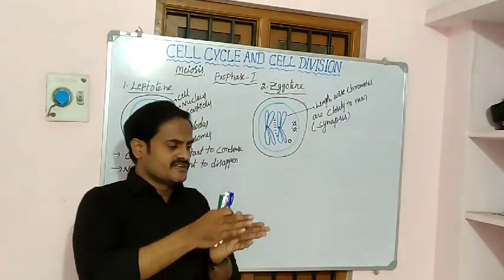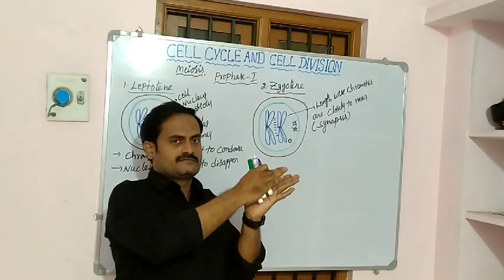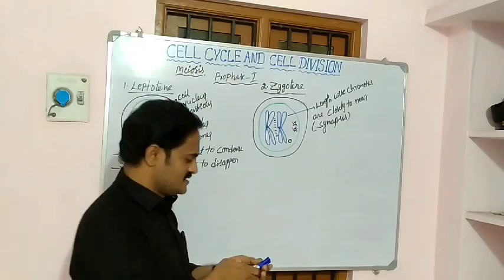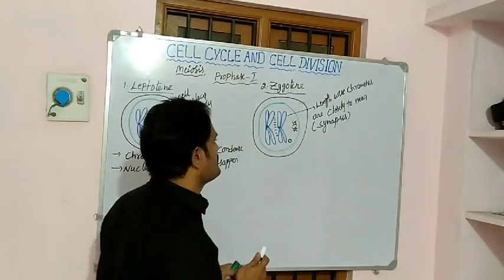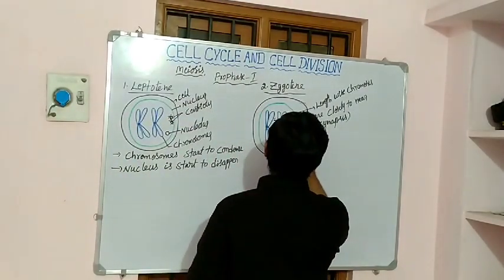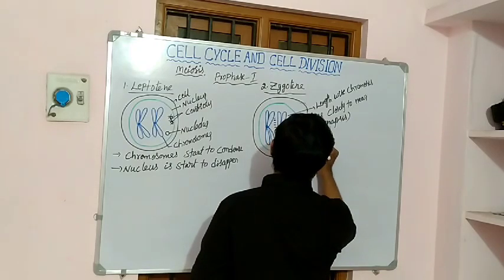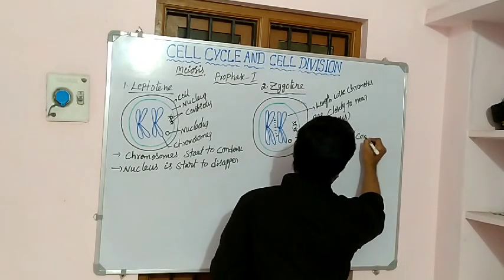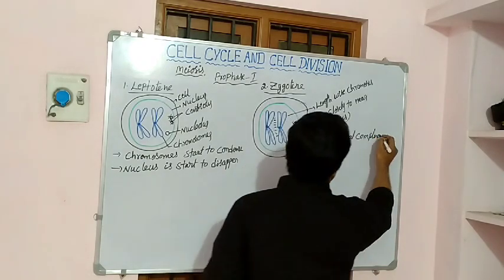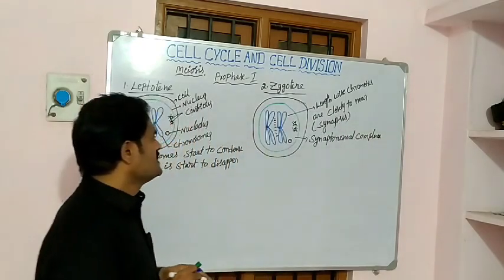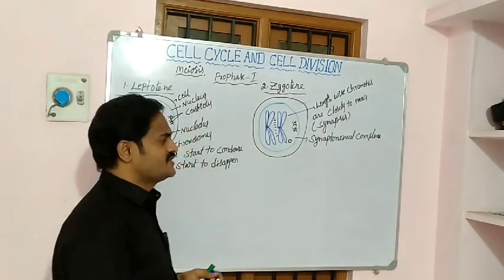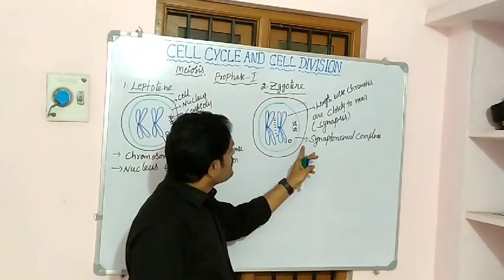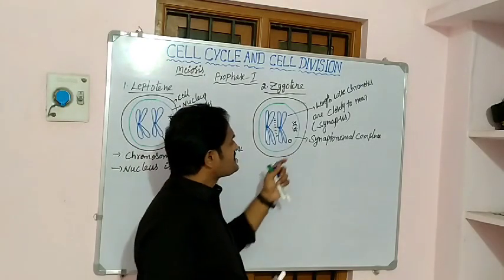The chromosomes form a complex. Complex means they are close together and look like a complex. Such a complex is called the synaptonemal complex. So these kinds of changes occur in the zygotene.